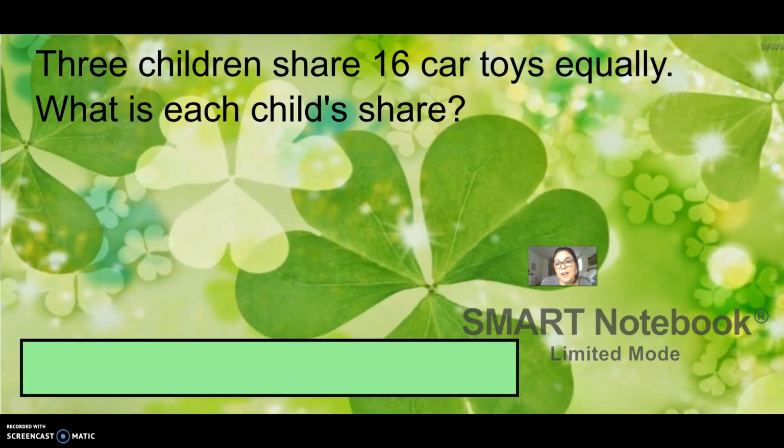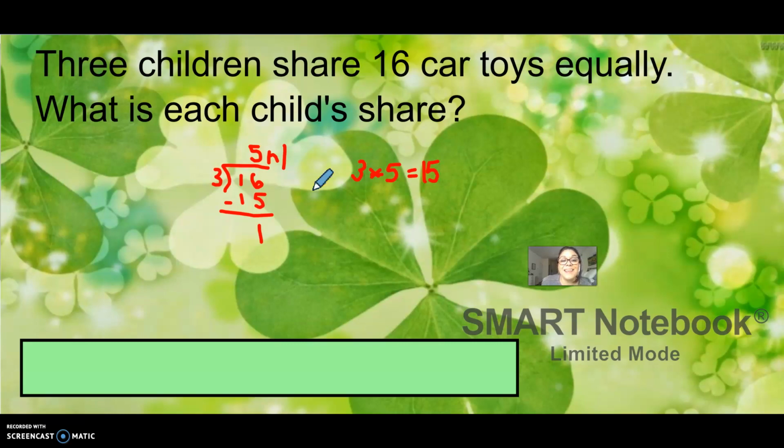3 children share 16 car toys equally. What does each child share? So let's talk about the division. 3 children are equally sharing 16 toy cars. So I have to think, how many times can 3 go into 16? My math facts can help me here. I know that 3 times 5 is 15, and that is the closest I can get to 16 without going over. So 3 can go into 16 5 times. 3 times 5 is 15, minus, and I'm left with 1, a remainder of 1. 5 remainder of 1.